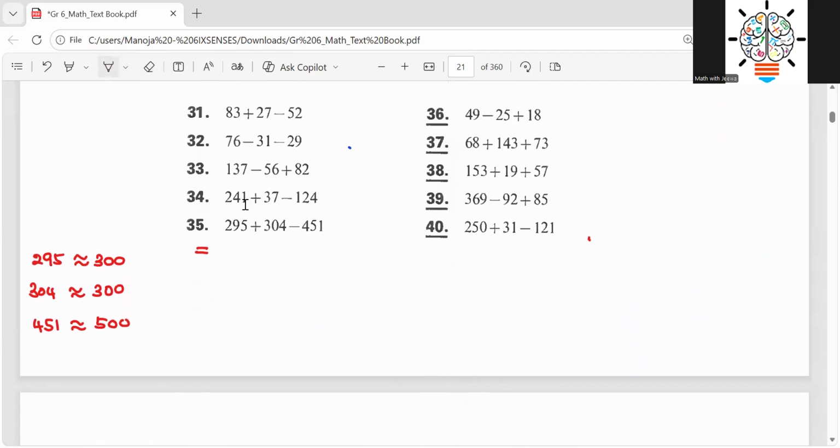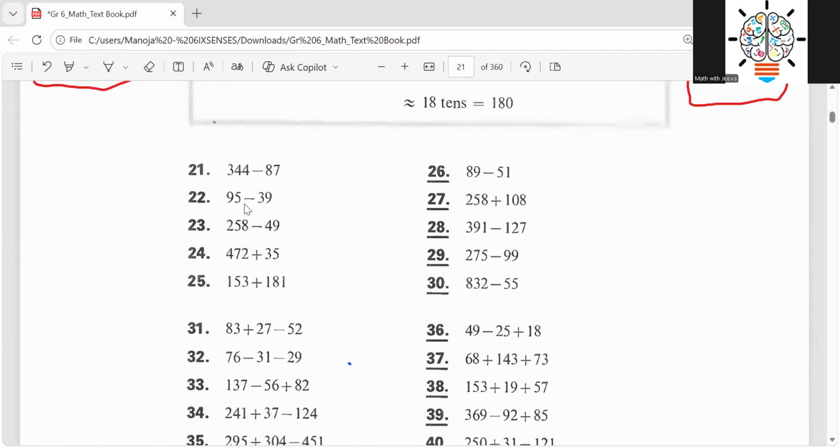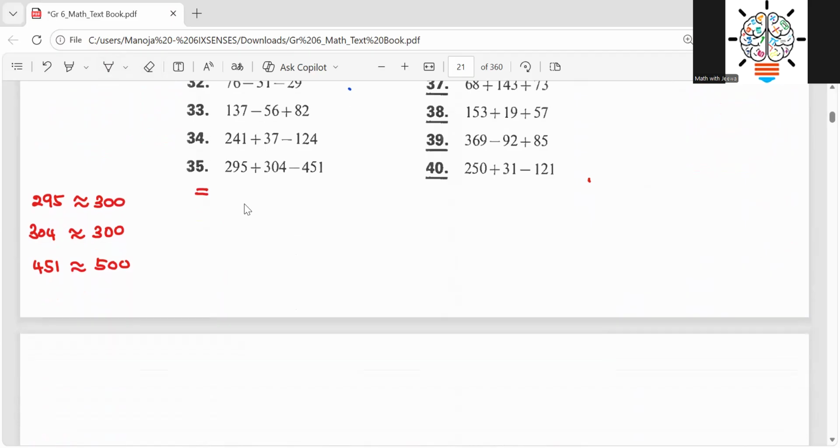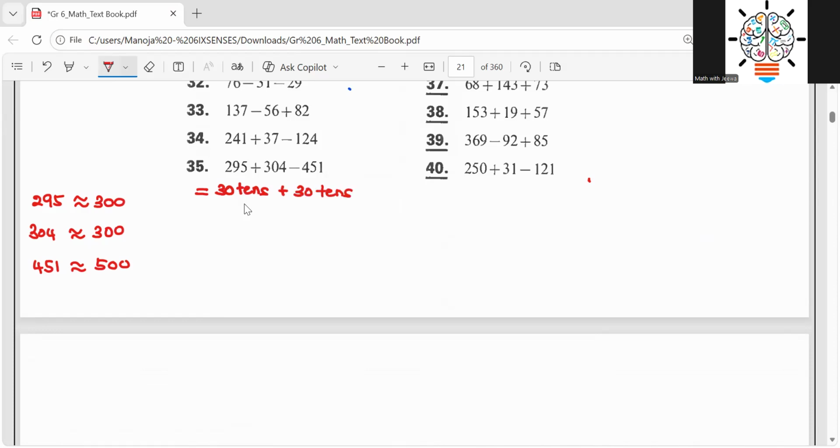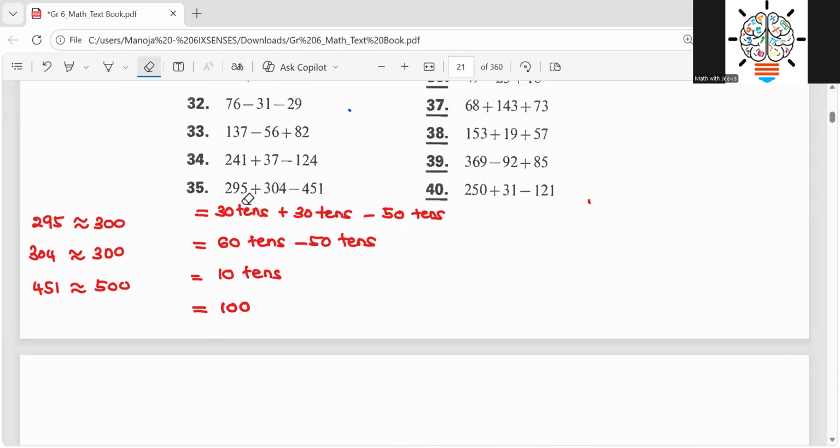So what is the question type we want to do? It is with the tens. So 300 means 30 tens. 30 tens plus 30 tens minus 50 tens. Then 30 tens plus 30 tens, 60 tens, right? And 60 tens minus 50 tens, what is the answer? You have 60 minus 50, 10 tens. 10 tens means 100, right?